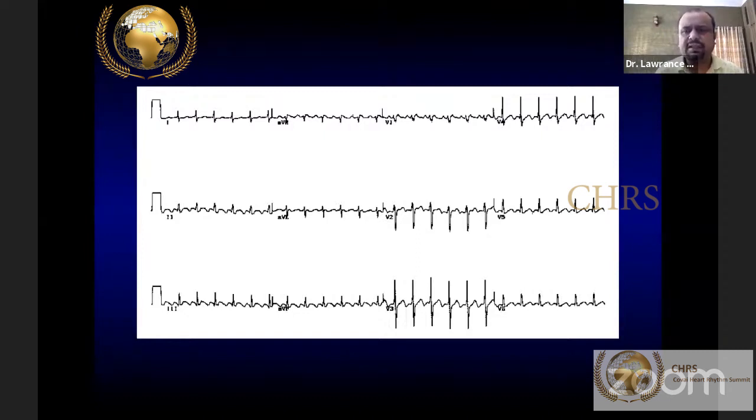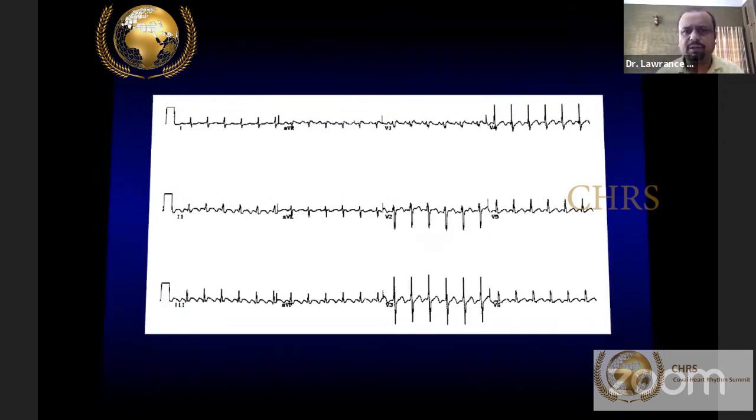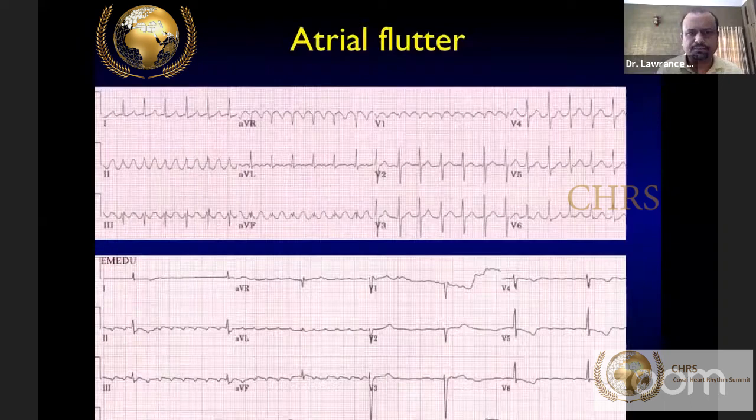Sometimes you have difficulty in identifying: is it a flutter or a sinus rate? Because you look at V1 here, it looks like there is a P wave here, maybe a sinus tachycardia kind of a thing. If you want to confirm it, there are two things you can do. One, you can give an adenosine. You give an adenosine, what happens? Your AV is blocked and you very clearly see the flutter waves.